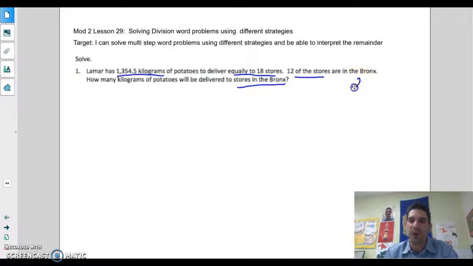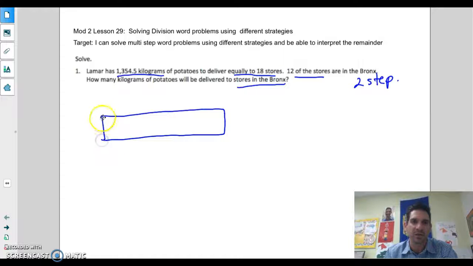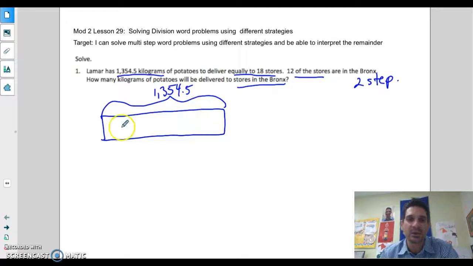So this is a two-step problem. Okay? So first thing I'll do is I'm going to make a tape diagram just to give you a little visual. Then this whole tape diagram represents the total amount of kilograms of potatoes, 1,354.5. Now, equally between 18 stores. 1, 2, 3, 4, dot, 18. Okay? So now, I got to figure out in one.